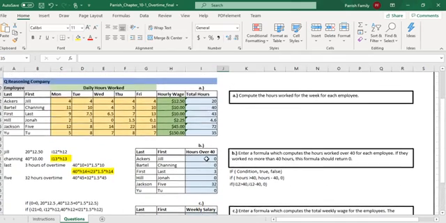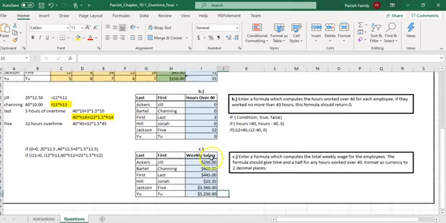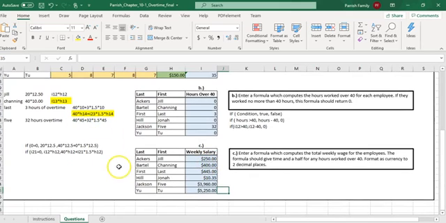So the thing that you can do now is figure out, what if Jill does work a bunch of hours, how much will she get paid, and you could change those numbers.